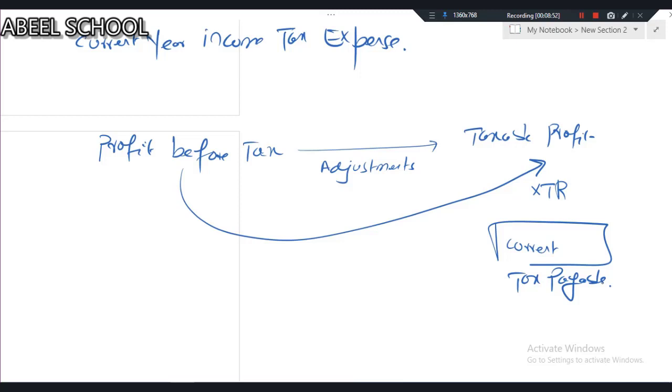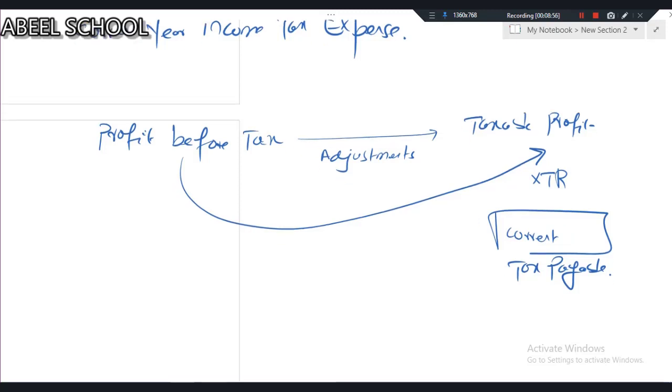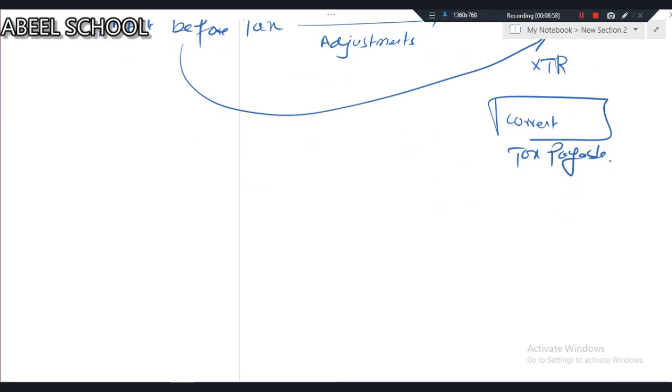So through some adjustments, we convert accounting profit to become taxable profit. Let me give you examples of a few adjustments. For example, profit before tax. I'm just assuming the data in order to bring clarity in the format. Assuming we have a profit before tax of 1 lakh.